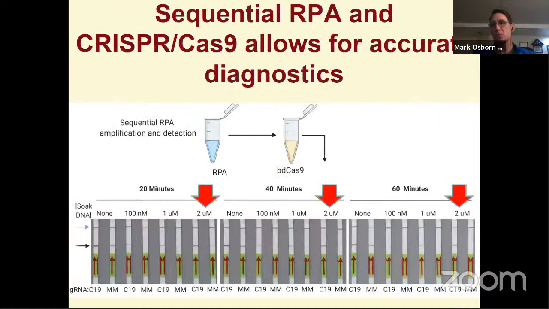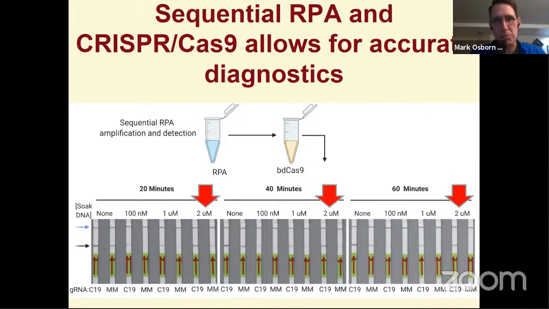So then what we did was we uncoupled them and did them in two steps. We did the recombinase polymerase amplification in one step, took a portion of that for the downstream detection by Cas9. And what this allowed us to do was to detect it in rapid fashion. The recombinase polymerase amplification takes 20 minutes at room temperature. And then we took a portion of that for the lateral flow component by adding Cas9 that's biotinylated with this decoy DNA that's at different concentrations.